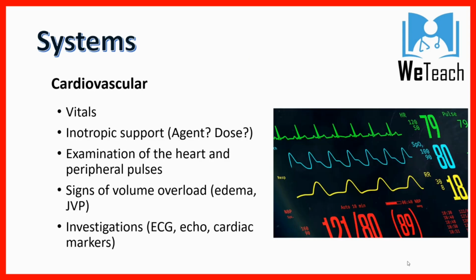Next system is the cardiovascular. You start with the vitals, mainly the blood pressure and the heart rate. And you need to mention if the patient had any hypertensive or hypotensive episodes overnight and if there were any interventions done. You need to mention if the patient is on any inotropic support, what agents and what doses. And then you provide the clinical examination, which is mainly the examination of the heart and peripheral pulses, and you pay specific attention to any signs of volume overload. Investigations here would include ECG, echocardiography, and cardiac biomarker.